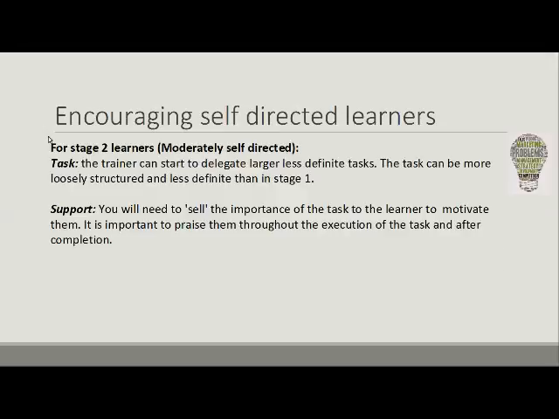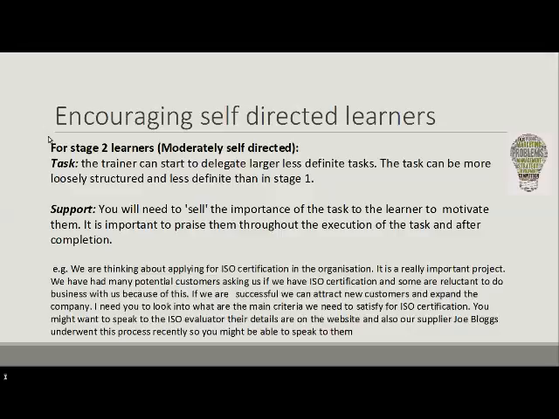For stage 2 learners, the trainer can start to delegate larger, less definite tasks. The task can be more loosely structured and less definite than in stage 1. You will need to sell the importance of the task to the learner to motivate them. It's important to praise them throughout the execution of the task and after completion.